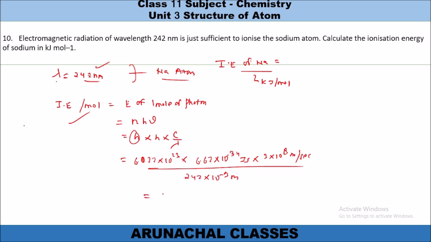Now if I solve this one, it will be 494.6 multiplied with 10 power 3 joule per mole. So I have got the answer in joule per mole. Now I can convert to kilojoule. It will be 494.6 kilojoule per mole. So this is how we will solve this question.